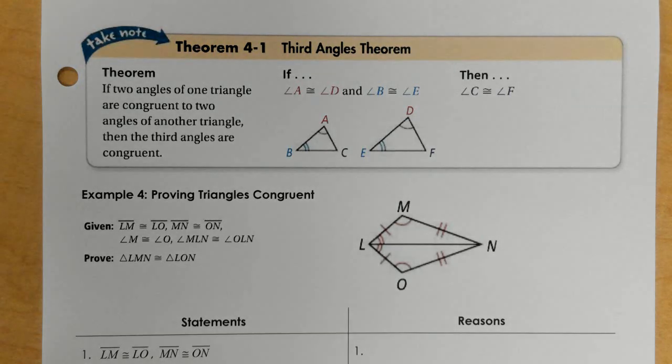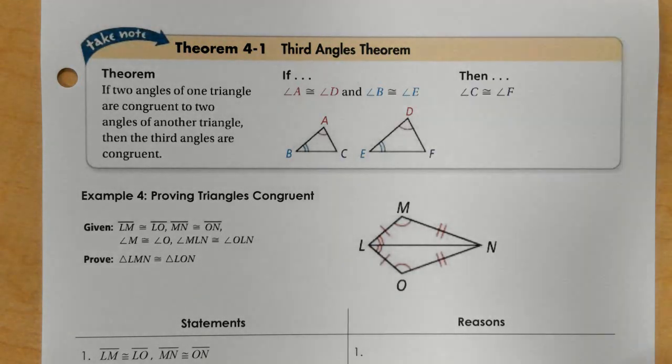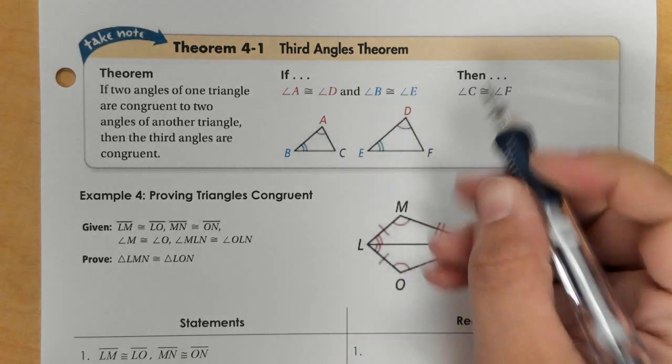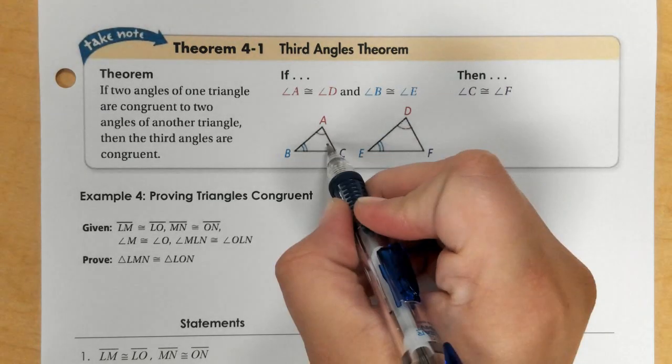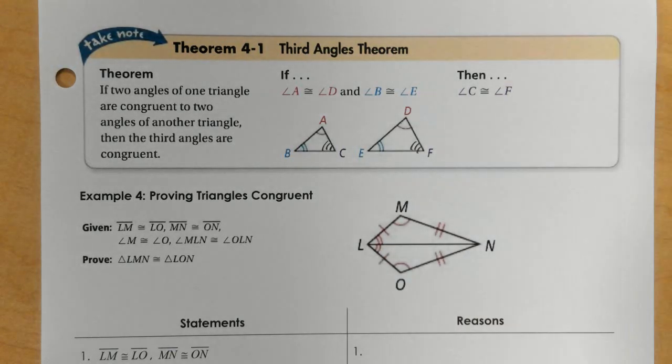So for Theorem 4-1, it says the Third Angles Theorem. If two angles of one triangle are congruent to two angles of another triangle, then the third angle is congruent. Okay, so if A and D match up and B and E match up, then they're saying that C and F have to match up. They're equal as well to each other.